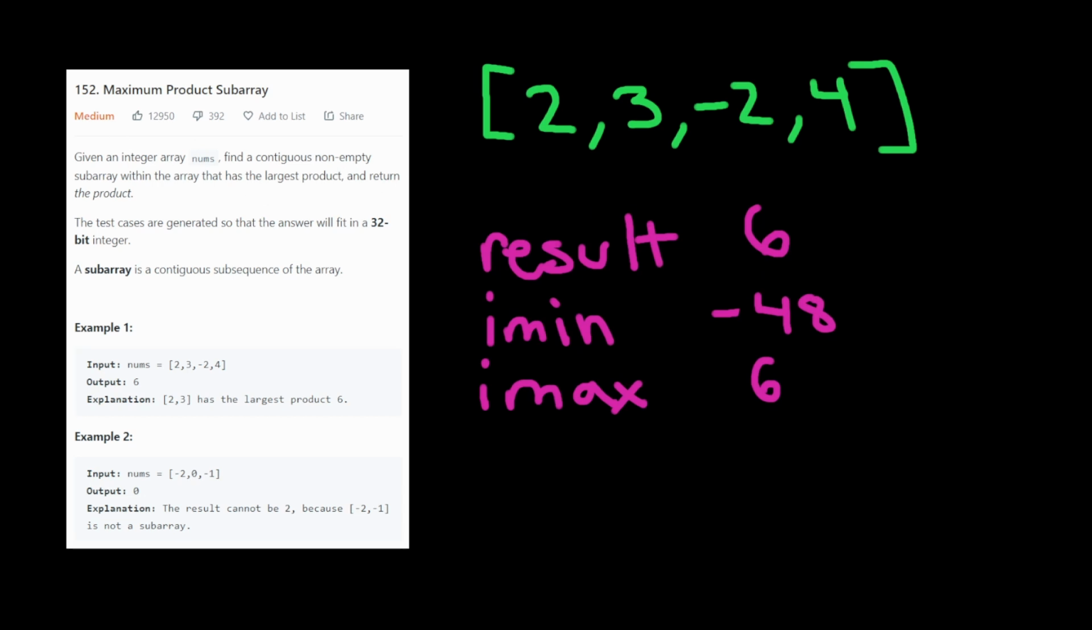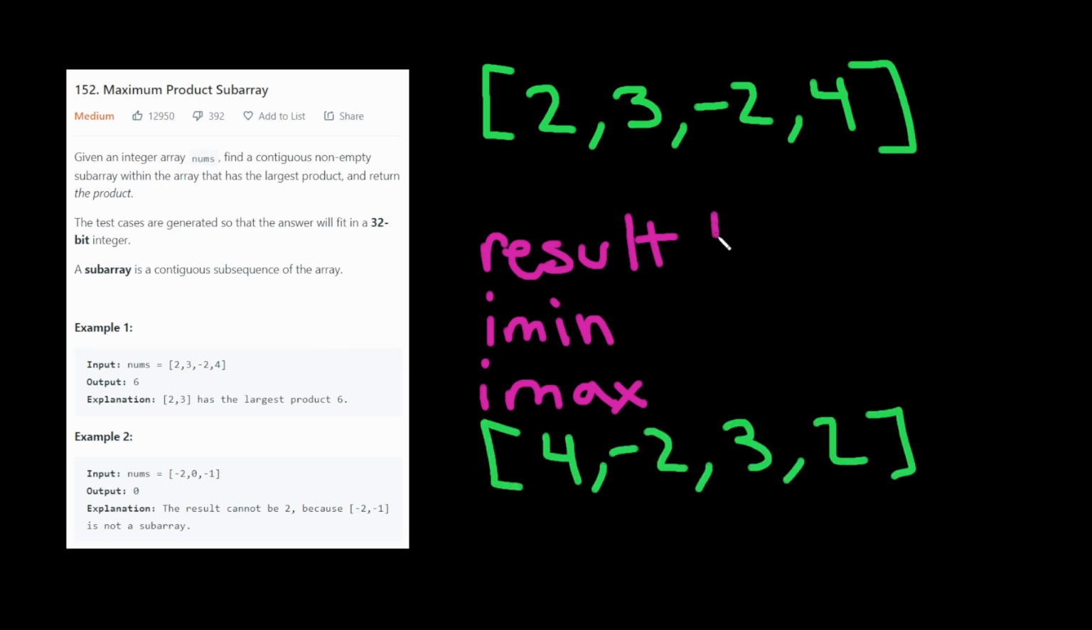So now let's try this for the other array that we had, which was reversed. Okay, first we start out with 4s all around. Then we get to this -2. Imin becomes -8. Imax doesn't change, result doesn't change. Then we get to this 3. Imin becomes -24. Imax becomes 3. And result still remains a 4.